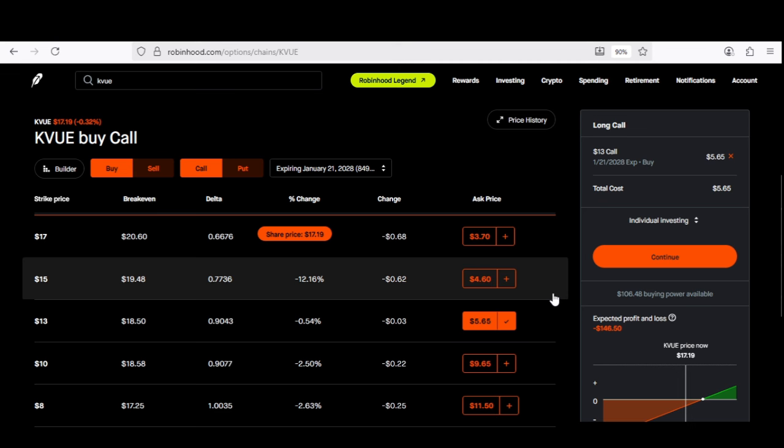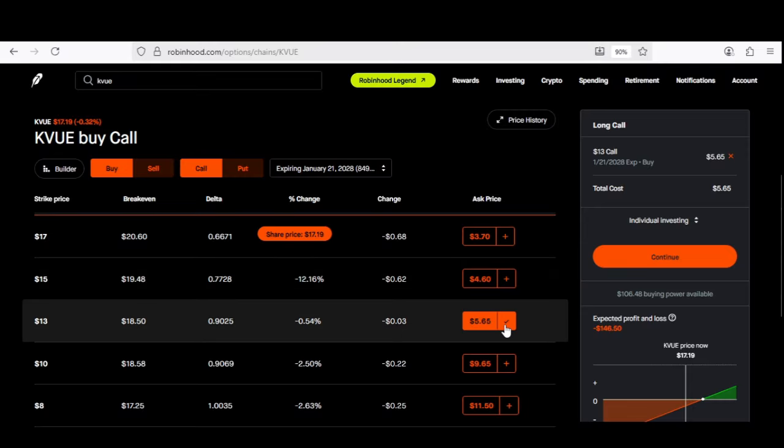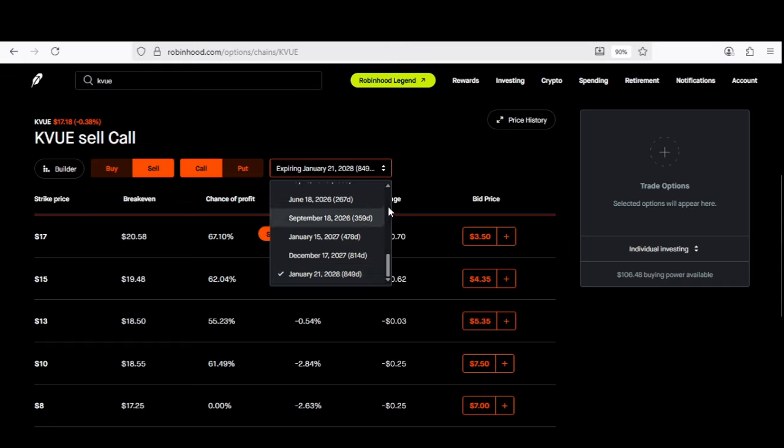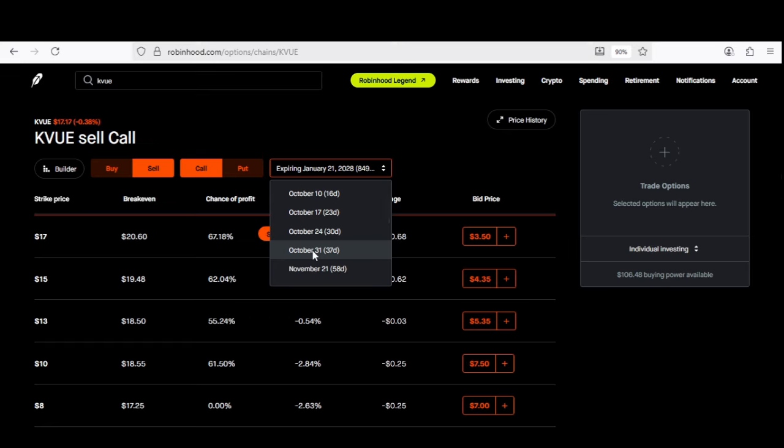Now that I have the LEAPS in my portfolio, and remember, my first strategy was to buy the shares outright, I'm going to show you how to use that as well to make consistent income. We're going to start off by using the LEAPS option to make consistent income. For that, we're going to go to sell, go to call, and then change the strike date. The date I'll be going with is October 31st, which gives me 37 days to expiration.